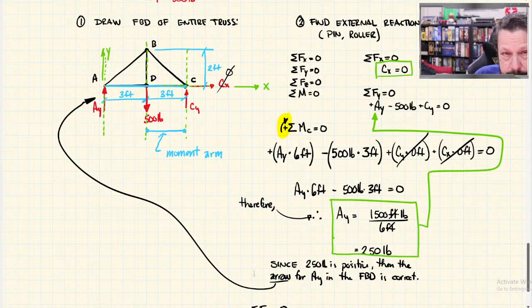All of this is just getting us ready to do the method of joints. Let me see our time. Okay, we're okay. We've got a little bit of time. Let's talk about method of joints.